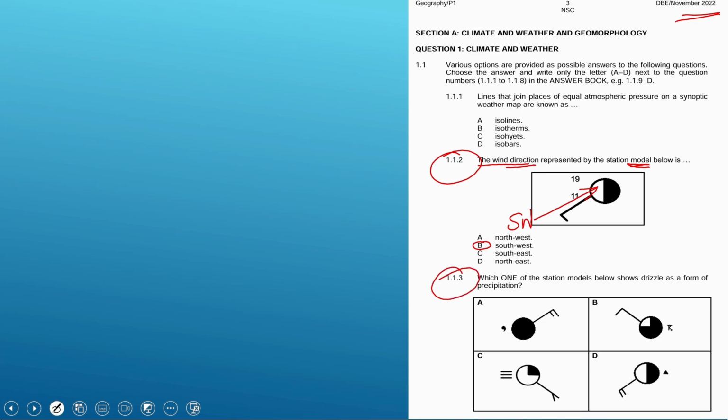Now we look at the next one, 1.1.3. Meaning you're given 4, you've got to choose one. Which of the station models below shows drizzle? Drizzle, remember that fat comma. Drizzle, light precipitation. There you go. So your answer becomes A. Just trying to translate what we have already to a question paper. I hope we are good here. We move to the next one, okay?